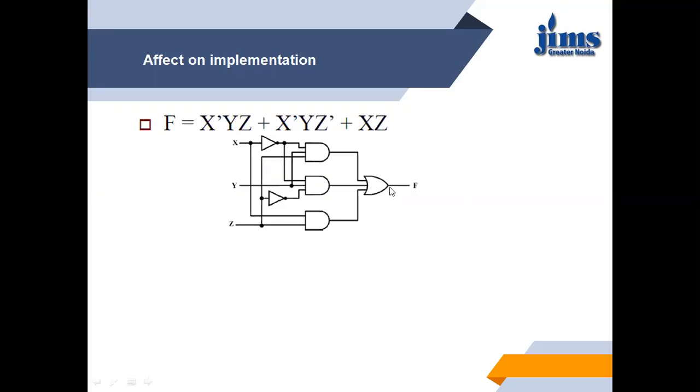Now I need an OR gate to combine these. So I have used a 3 input OR gate. So all terms are ORed, and I get the value f. So you can see here that we have used 1, 2, 3, 4, 5, 6. So to implement a Boolean function, we need 6 gates, in which 2 are NOT gates, 3 are AND gates, and 1 is an OR gate.